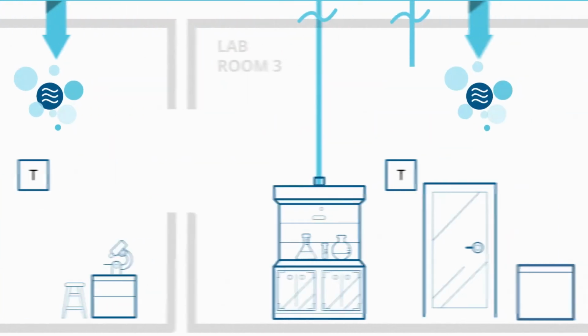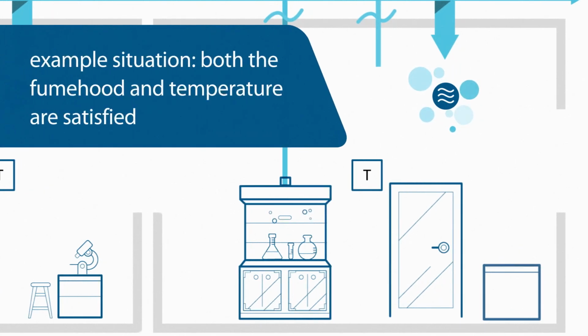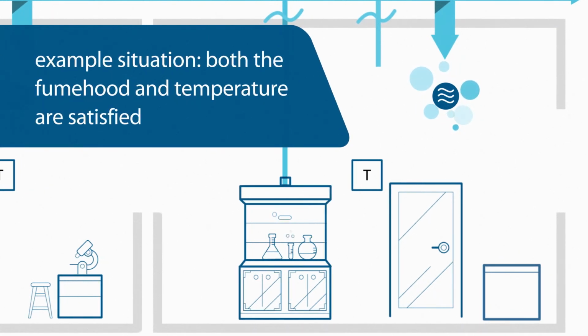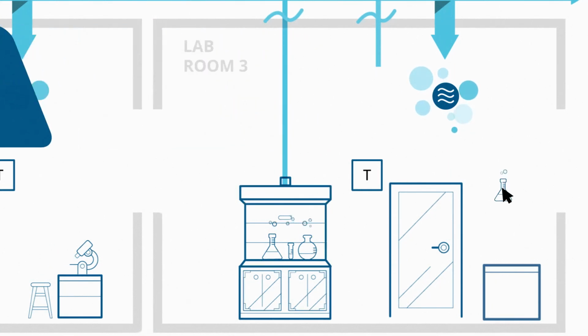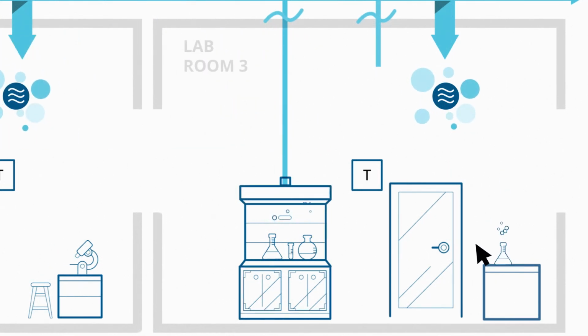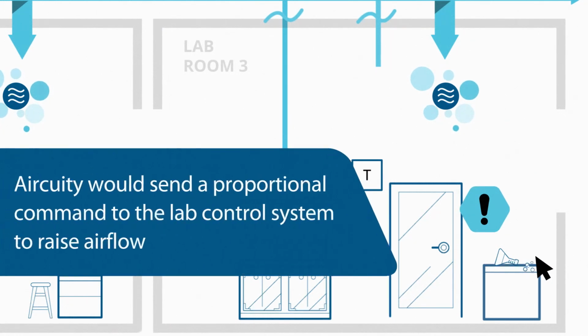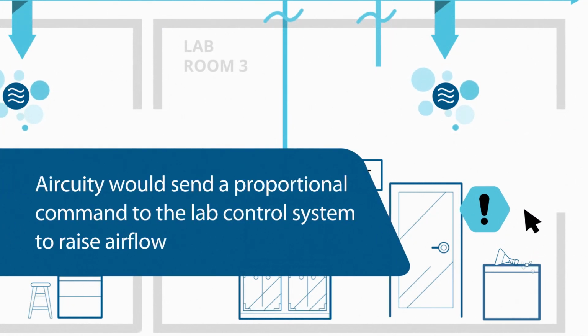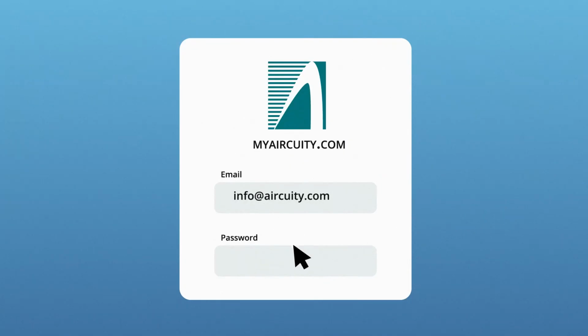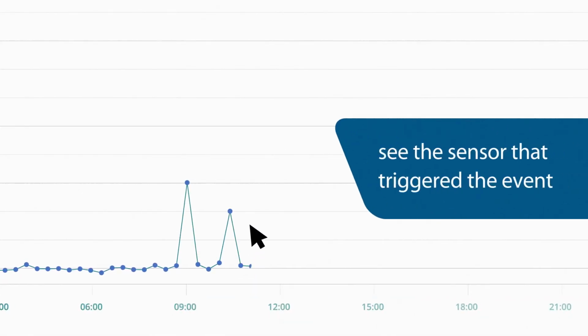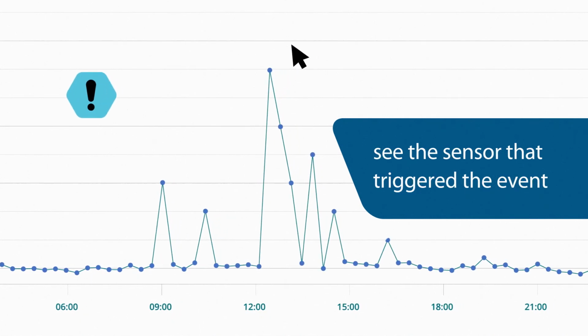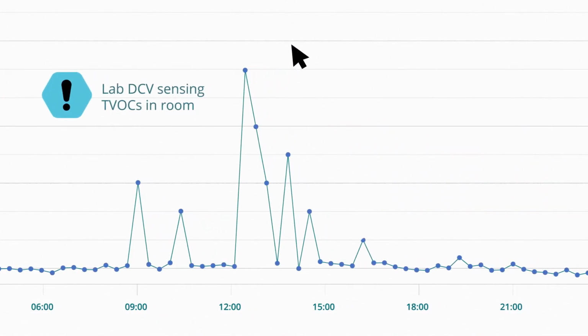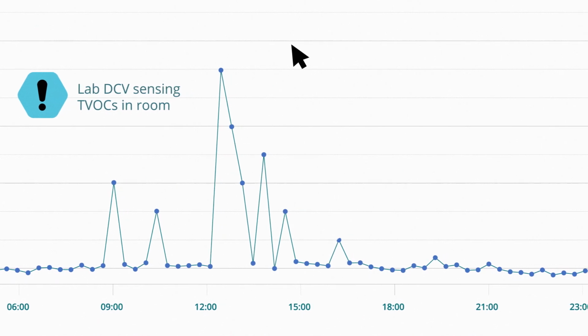Here's an example situation. Assume both the fume hood and temperature are satisfied and the ACH is at the day set point of 4. If a container is left open on a benchtop causing a TVOC event, Aircuity would send a proportional command to the lab control system to raise airflow, providing increasing air change rate up to 16, so 4 times as much. EH&S can then go to myaircuity.com and see which sensor triggered the event, the magnitude of the measurement, the corresponding reaction of the room's ventilation, and when the room is back to an acceptable condition.